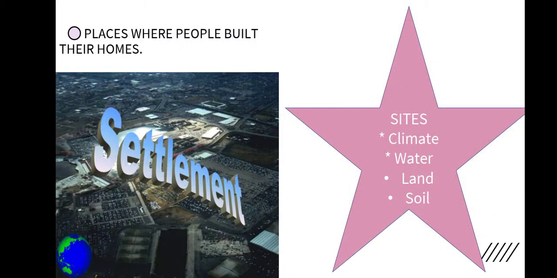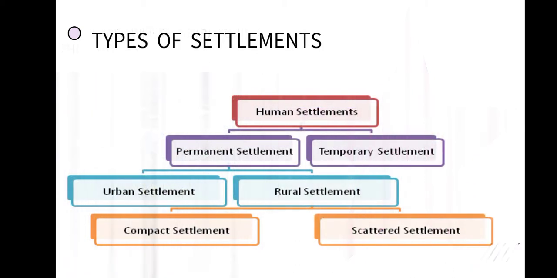Settlements are the places where people build their homes. Such places are known as sites. An ideal site requires favorable climate, water, flat land, and fertile soil. There are different types of human settlements: permanent settlement and temporary settlement. Permanent settlement is divided into urban and rural settlement, further divided into compact and scattered settlement.